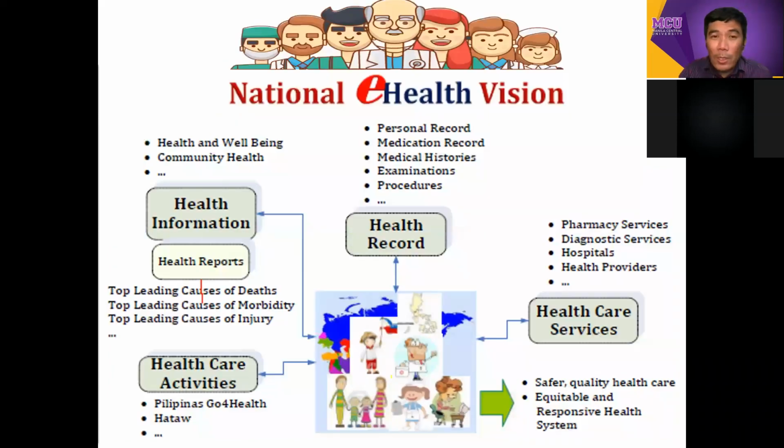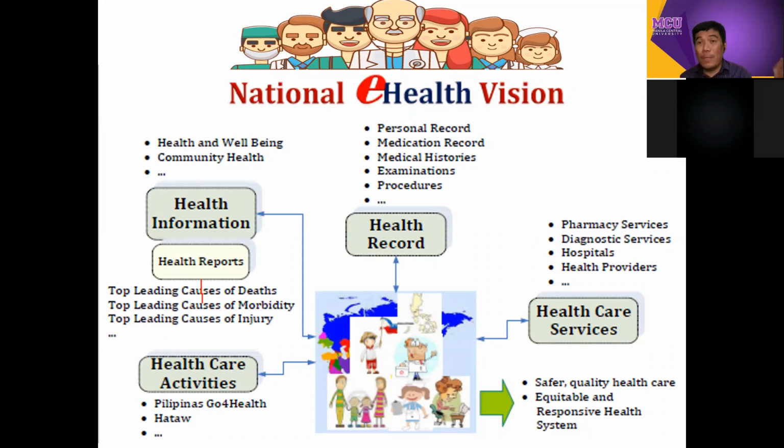So actually, in the direction to facilitate the national e-health vision, these are the 1, 2, 3, 4, 5 areas that may benefit supposedly if this national e-health vision has been in place. Just like for the health information. So health information anchors the health reports. Kaya that's why we have some problems with the data and the information that we need.